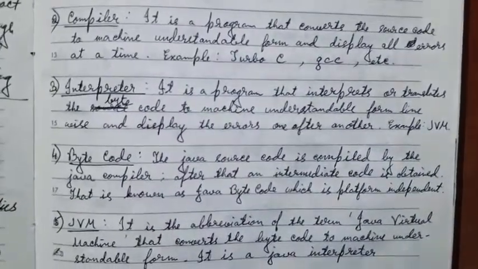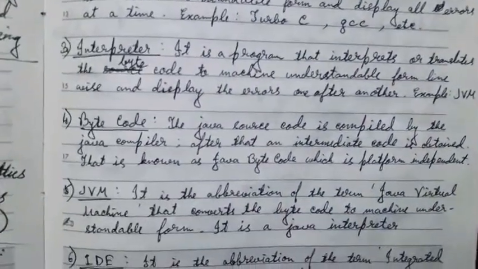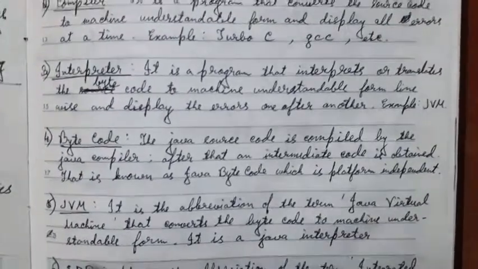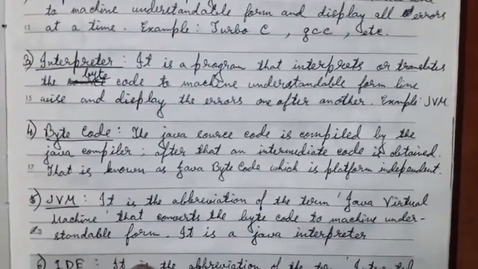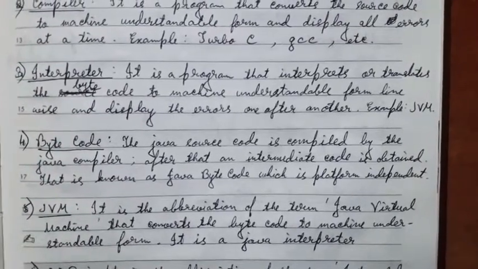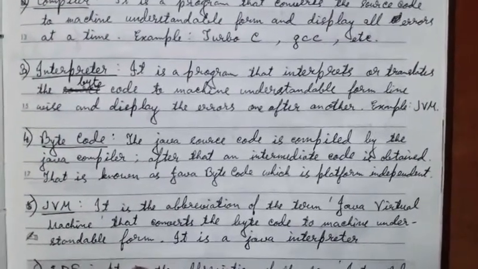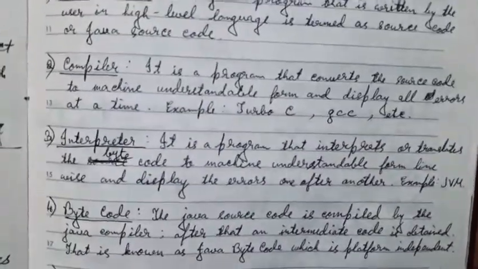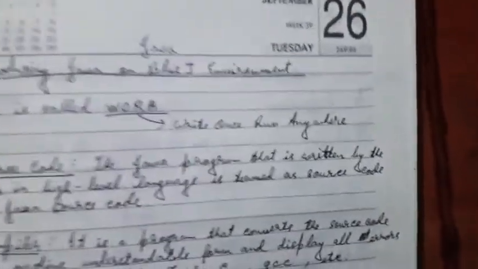What is byte code? Next definition is bytecode. What is bytecode? The Java source code is compiled by the Java compiler. After that, an intermediate code is obtained that is known as Java bytecode, which is platform independent. Now, what is Java bytecode? Remember I told you about WORA, write once, run anywhere? The secret behind that is the bytecode.